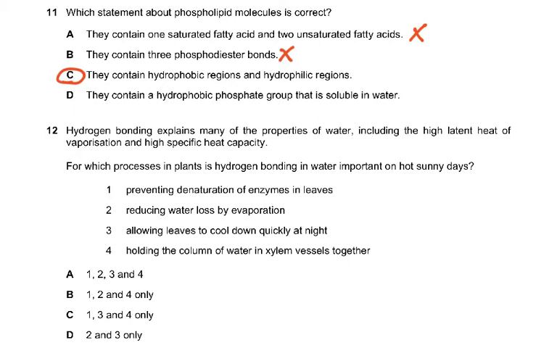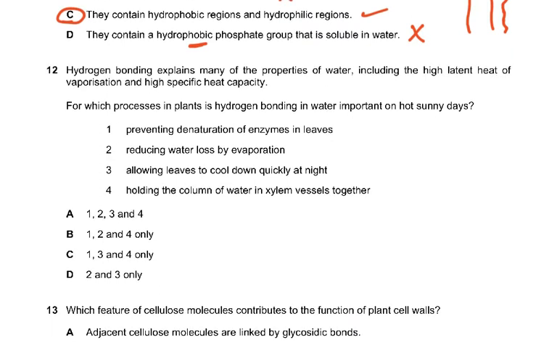C is correct. They do contain this phosphate, so there is the hydrophilic part, and then this is the hydrophobic part. They contain hydrophobic, no, phosphate is hydrophilic. So how can a hydrophobic molecule be soluble in water? So this is wrong. Then we come on to question number 12.